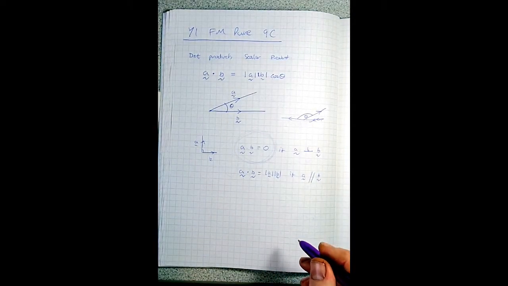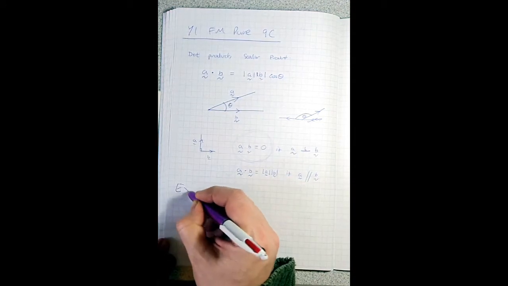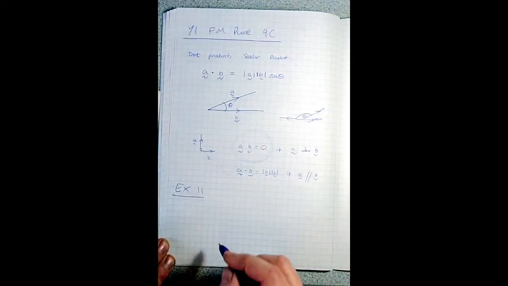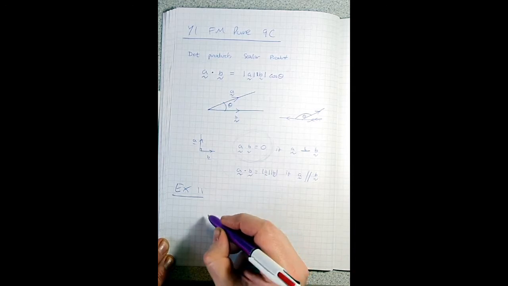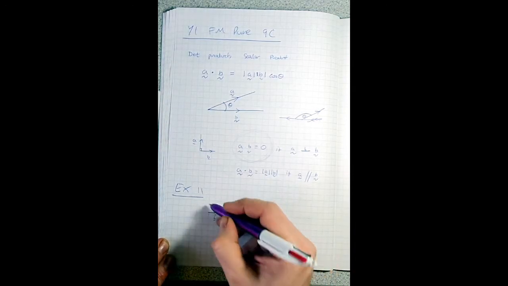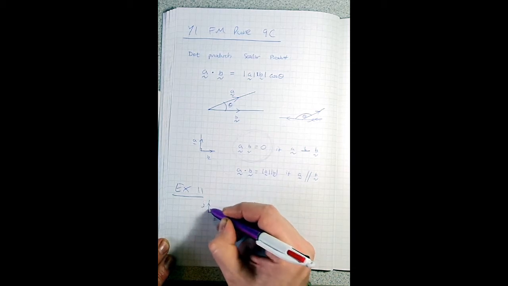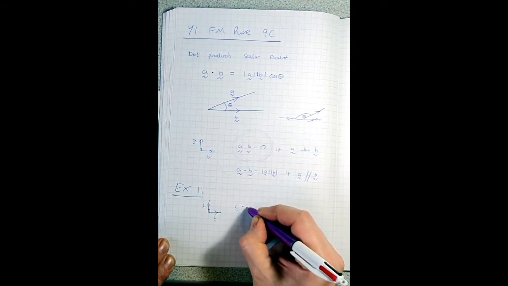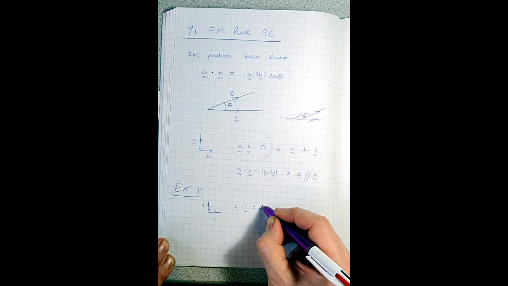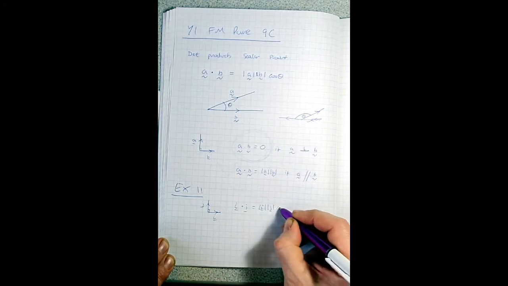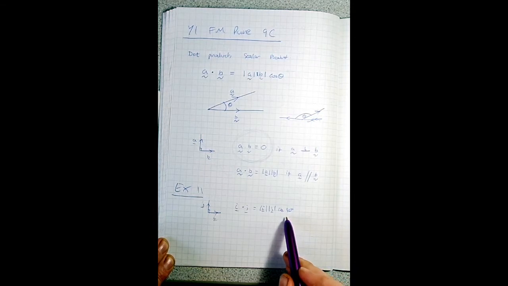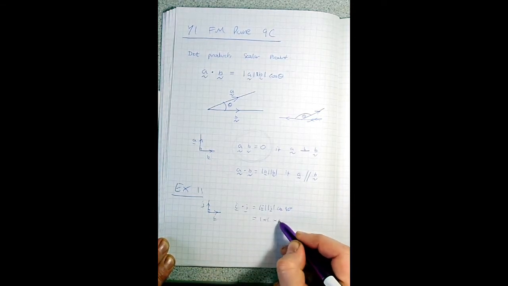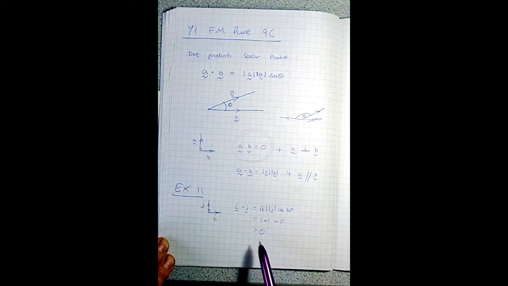Example 11. Find the values of i dot j. Well, I know that i is horizontal, length of 1. j is vertical, length of 1. i dot j is mod i mod j cos 90, which of course is 1 times 1 times 0. I could have just gone straight to 0 because I know that if two vectors are perpendicular, then their dot product is 0.